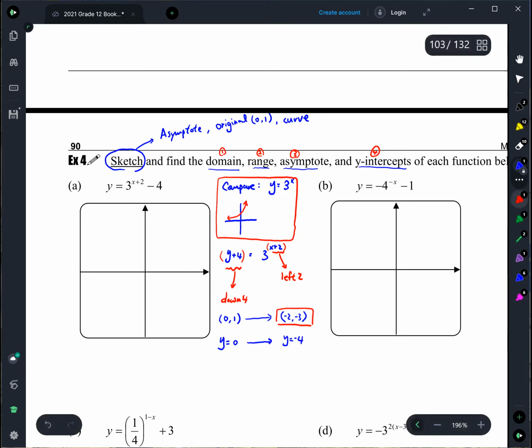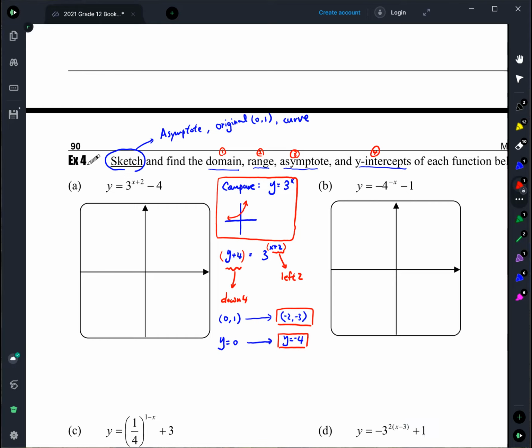Okay, so moving left by 2, it doesn't affect the asymptote. Okay. So we got our 2 things, right? We have the asymptote there, we have our new point, and we put them in and draw the curve. So let's start with drawing the asymptote line. It's at y equal to -4.